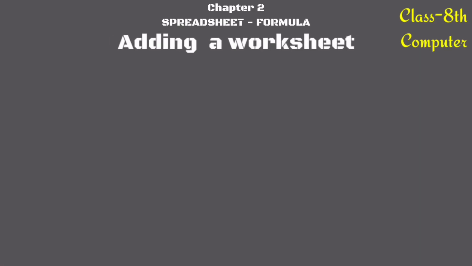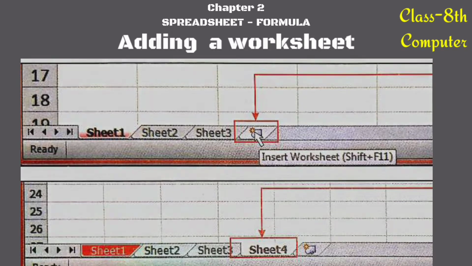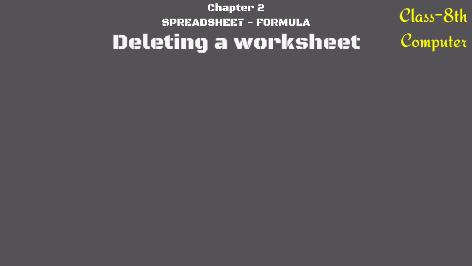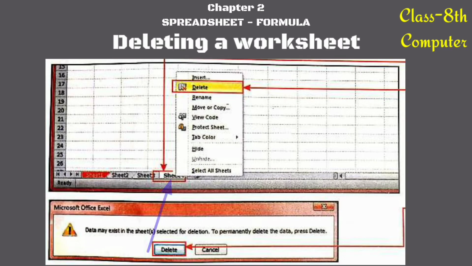Next we have adding a worksheet. If you want more sheets you can add them. For that click on the insert worksheet button, or you can also make use of the shortcut key, that is Shift plus F11. Next we have deleting a worksheet. If you don't need a sheet you can delete it. For that right click on the sheet name, choose the delete option and click on the delete button. That sheet will be deleted.